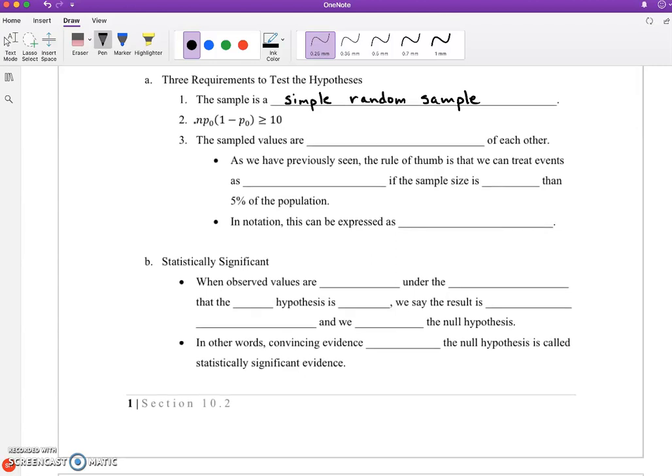We have to have that the sample size times the proportion that we're going to test times 1 minus the proportion we're going to test has to be greater than or equal to 10. So remember, lowercase n is the sample size, and P0 is the hypothetical proportion.